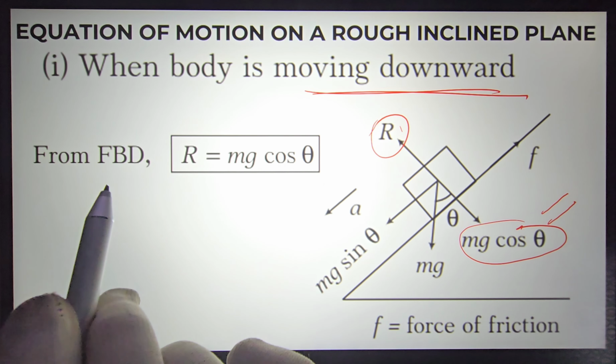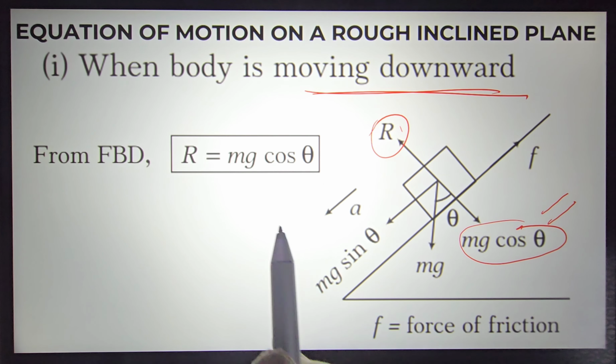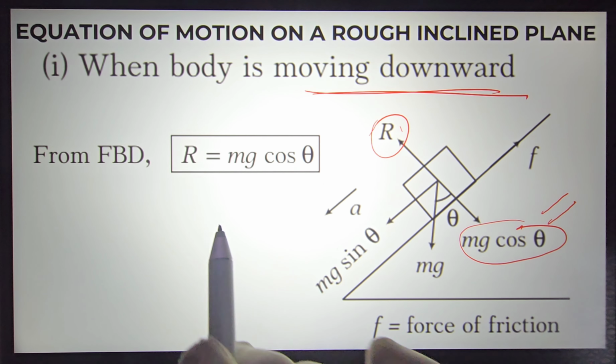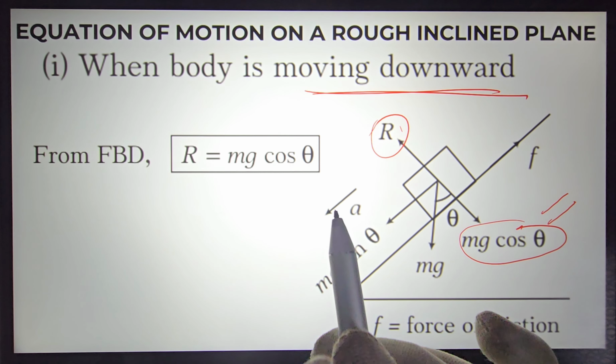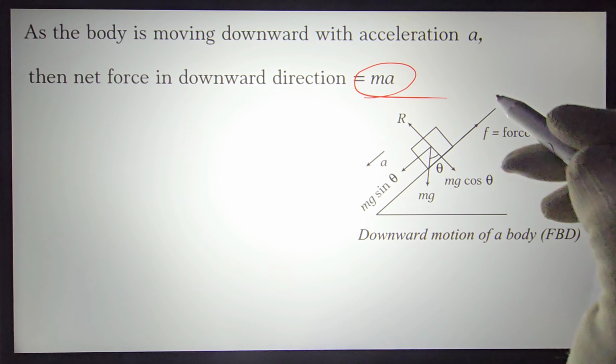Now when the body is moving downward with an acceleration A, and the force of friction F acts between the inclined plane and the body, then R is equal to mg cos theta. As the body is moving downward with acceleration A, the net force in the downward direction is equal to m into A, right? This is m into A.